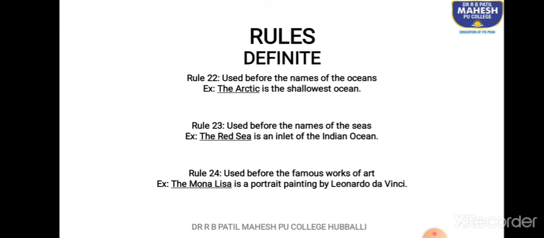Rule number 24. Used before the famous works of art. Well, the classical ones or the famous ones are used along with definite article. So the example goes as this: the Mona Lisa is a portrait painting of Leonardo da Vinci.